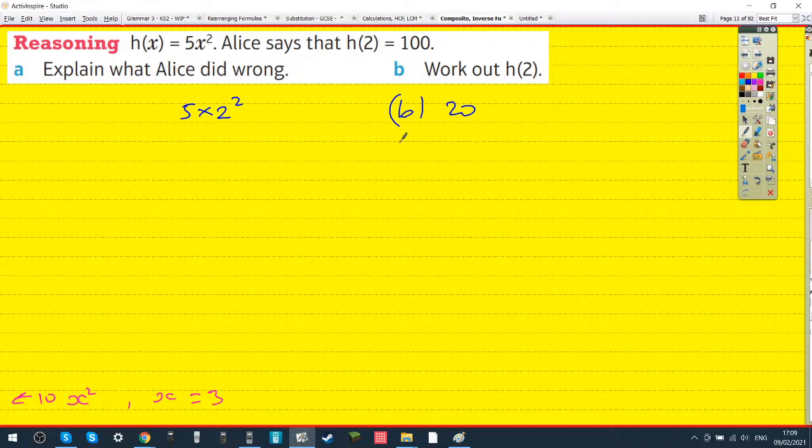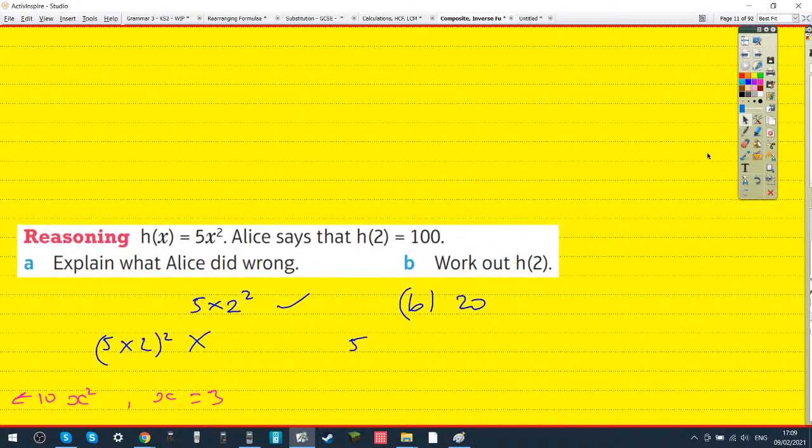Any idea what mistake she made? She did 5 times 2 and then squared the answer. That's it. She did it like that in a bracket. She should have done that one. Okay, hang on. So before this one, let me move that down.